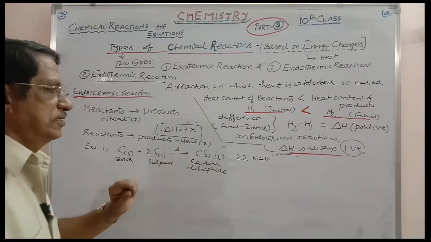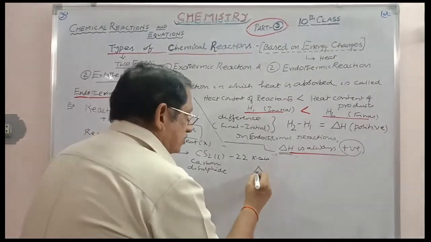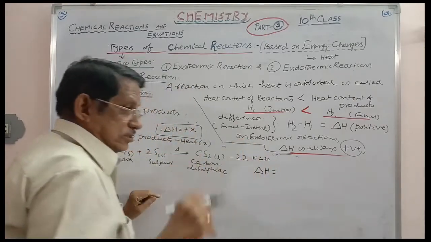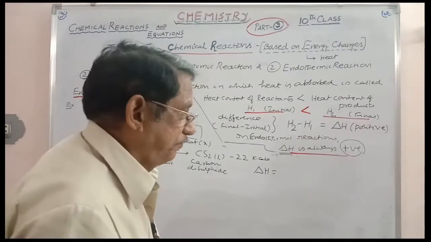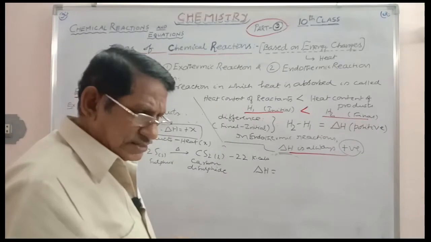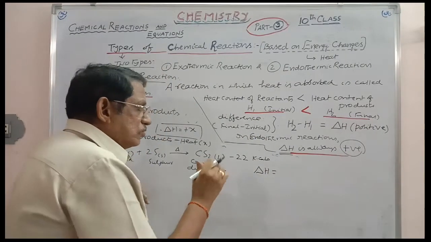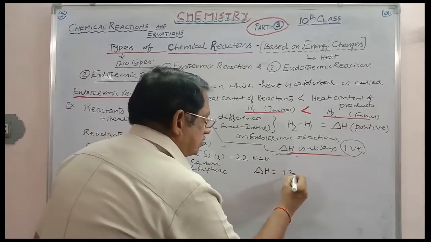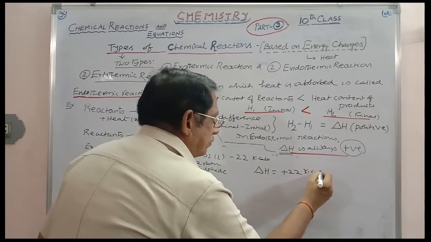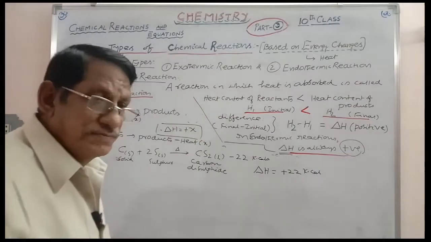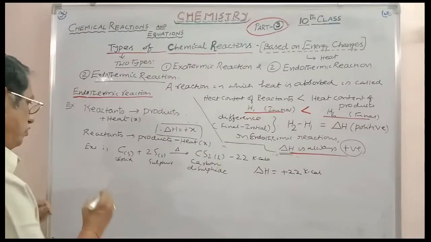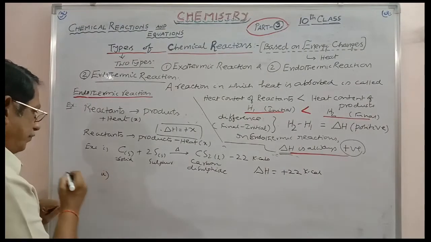So for this reaction, what is the value of delta? Delta H is a thermodynamical term, don't forget. Always you have to use delta H. Or in other cases, we can use delta E also, depending on the situation there. So here delta H is equal to plus 22 kilocalories. Right? Similarly, you can take example 2.